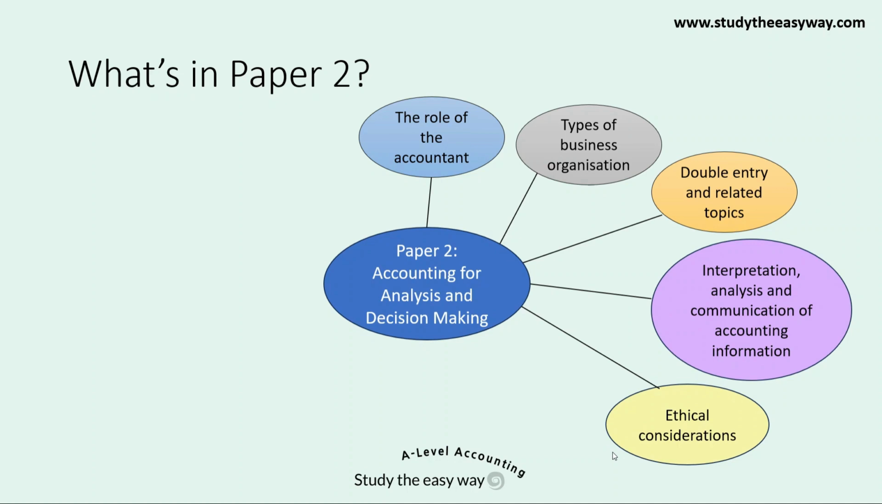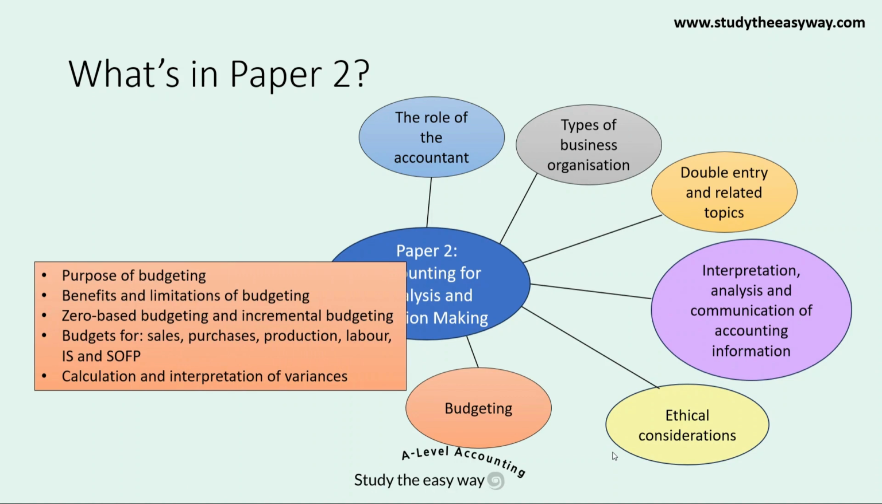Now we can add in the management accounting topics. First is budgeting. This includes the purpose of budgeting and its benefits and limitations. You'll need to know what the different approaches of zero-based budgeting and incremental budgeting are, and be able to compare these. You'll need to be able to prepare budgets for sales, purchases, production, labour, and the master budget consisting of a budgeted income statement and a budgeted statement of financial position.